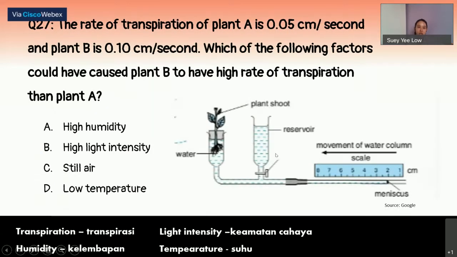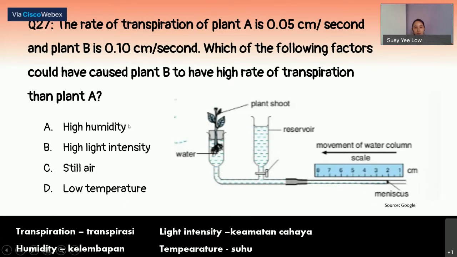Question 27. The rate of transpiration of plant A is 0.05 centimeter per second and plant B is 0.1 centimeter per second. Which of the following factors could cause plant B to have a higher rate of transpiration than plant A? A is high humidity, B, high light intensity, C, still air. Still air means the air has no movement. D, low temperature.